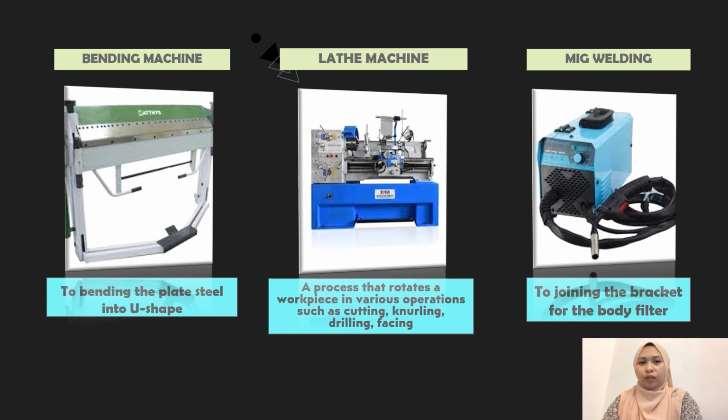So, we can proceed to the next process. Bending machine is a process that we use to bend the stainless steel plate into a U-shape. Lathe machine is a process that has various operations such as cutting, knurling, drilling, and facing. This process is suited for making the valve. Next, for the joining process, MIG welding is used to join the bracket parts for holding the body material.